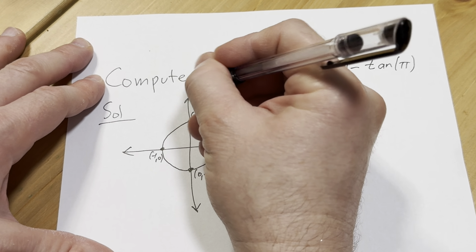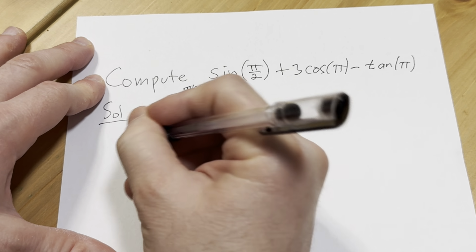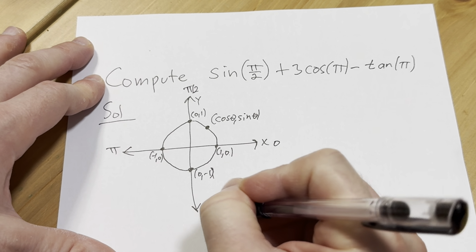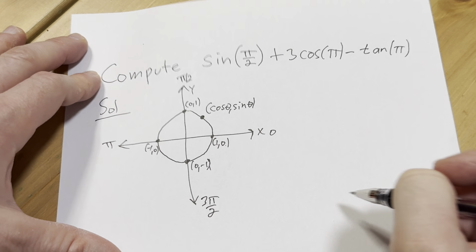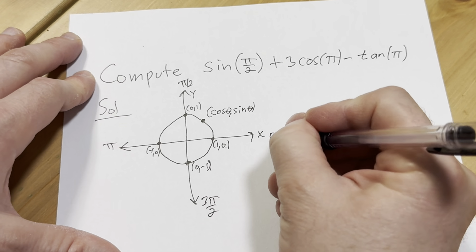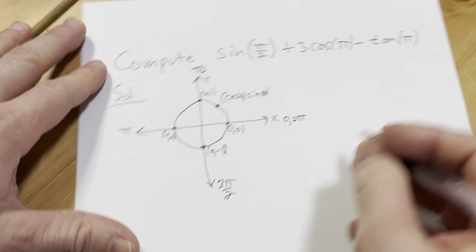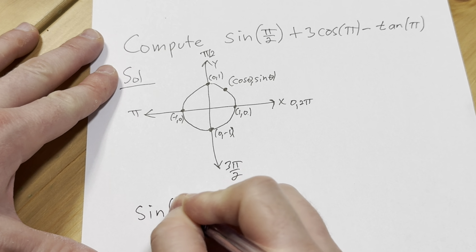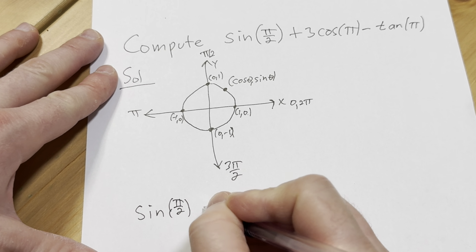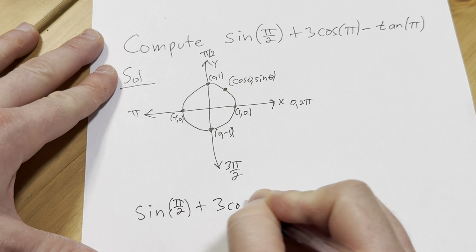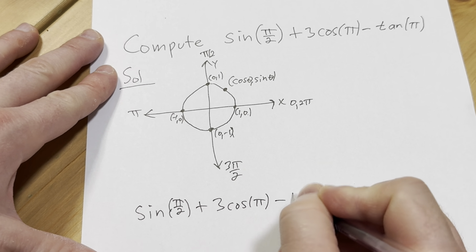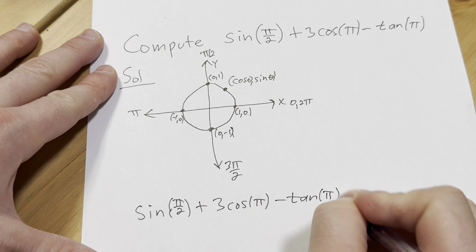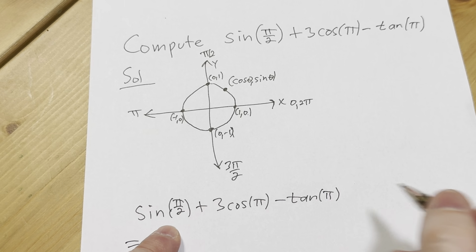So this angle here is pi over 2. This is 0, this is pi, and this is 3 pi over 2. Using this basic knowledge of the unit circle, oh, this is also 2 pi, we can work everything out. So let's see, we have the sine of pi over 2, I'll write it again, plus 3 times the cosine of pi minus the tangent of pi. This is equal to, let's see, sine of pi over 2.